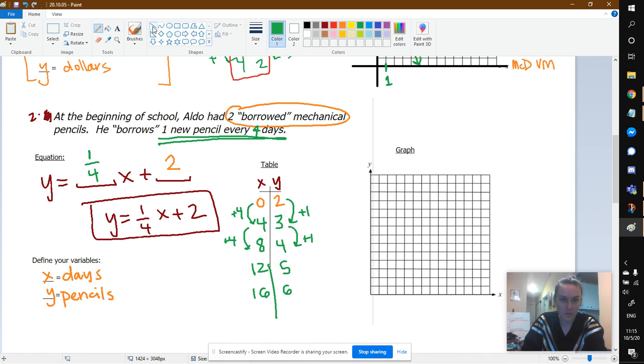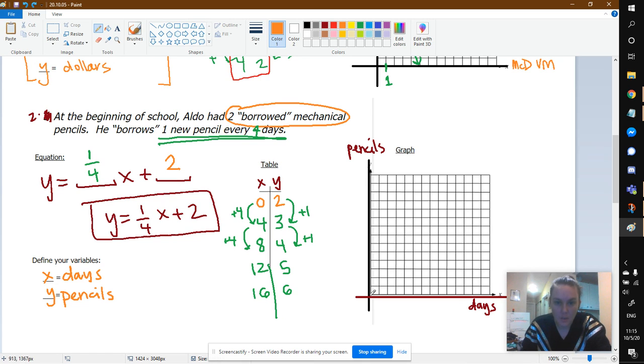All right, let's go to the graph now. I'm going to label my axes. I'm going to label this as pencils. I'm going to label this as days. And then I'm going to start at my starting point, going straight from the scenario to the graph. On day 0, he has 2 pencils. So we put a dot on 2.